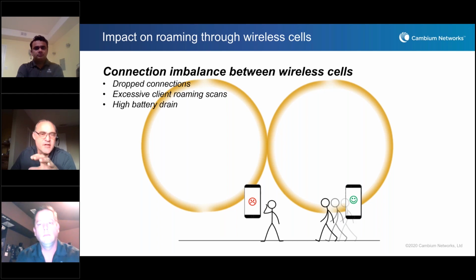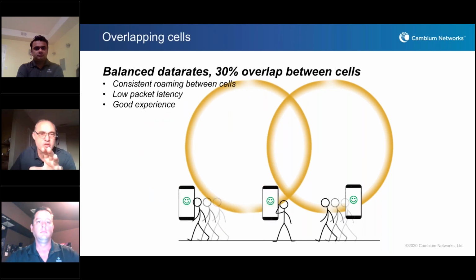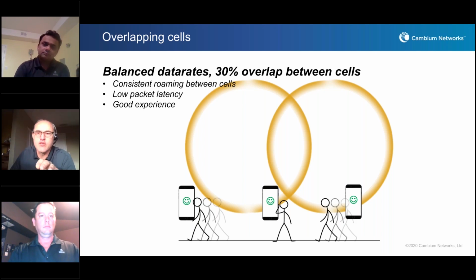So again, design for capacity, not just for coverage. Then you want that 30% overlap between the cells. It gives you balanced data rates. And so now your roaming events occur consistently, and you get an overall good experience in the network.